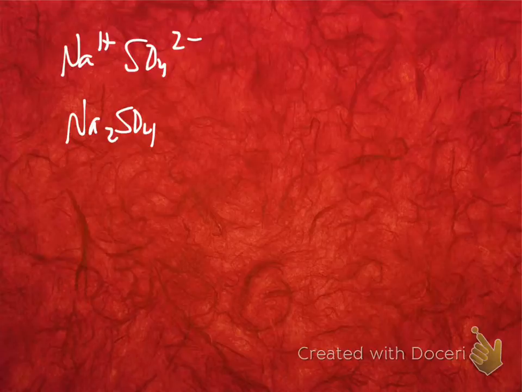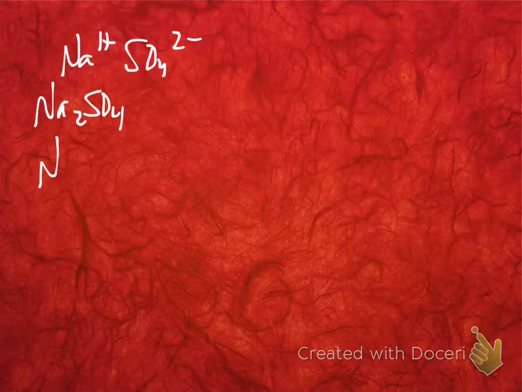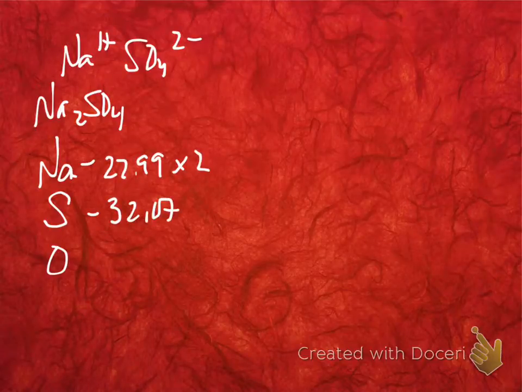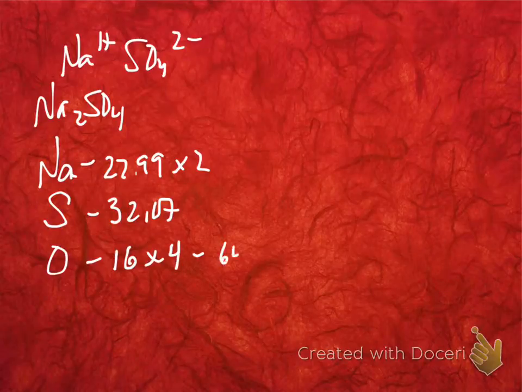And now we're looking for the percent composition of everything. So we have sodium 22.99, and we have 2 of them. Sulfur 32.07, just 1. And oxygen is 16 times 4. I didn't actually write down my intermediate numbers. So this one's 64, 22.99 times 2 is 45.98.